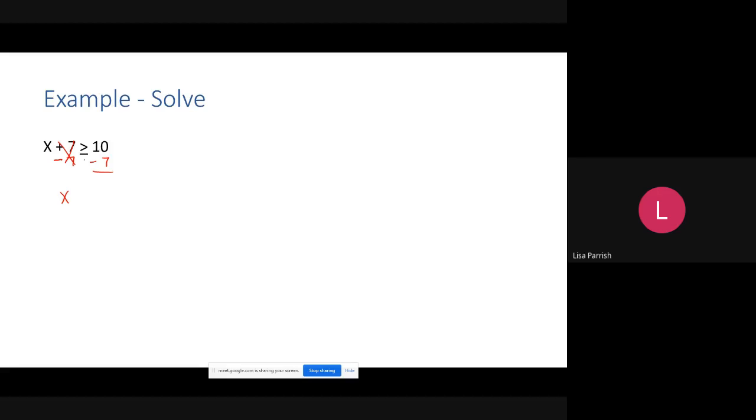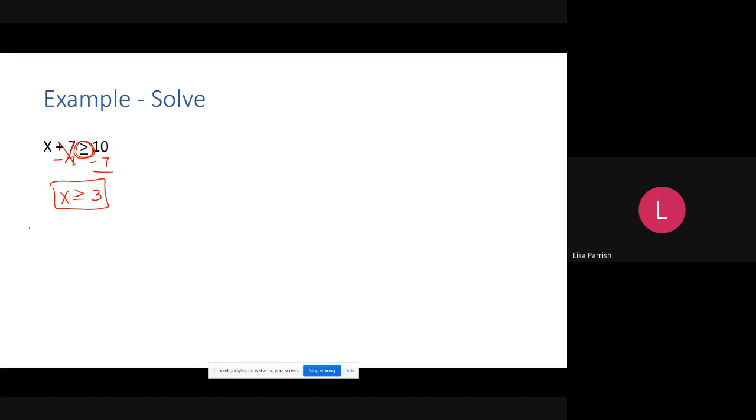Now here's the only thing that's different. Instead of equals, look at your sign. It's very important that you pay attention to your inequality sign. Let me see if I can erase that. There we go. You bring down the inequality sign, not an equal sign. You have greater than or equal to. So that's the sign we want to bring down. That's where a lot of people get used to putting equals, so they kind of forget that. Bring that inequality sign down, and then 10 minus 7 is 3. So my answer would be x is greater than or equal to 3.